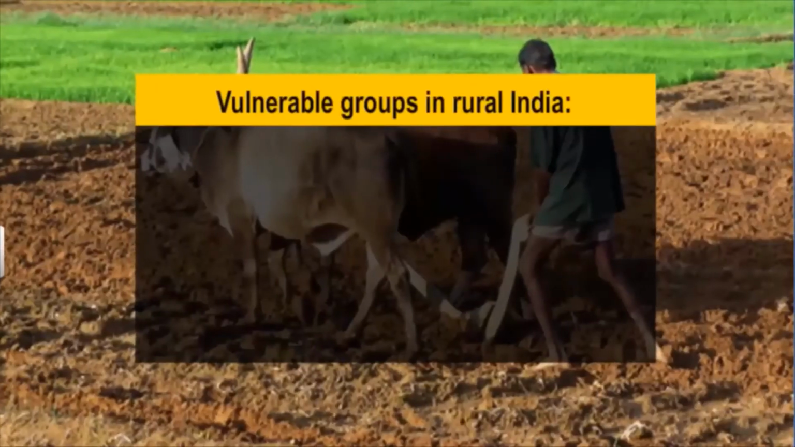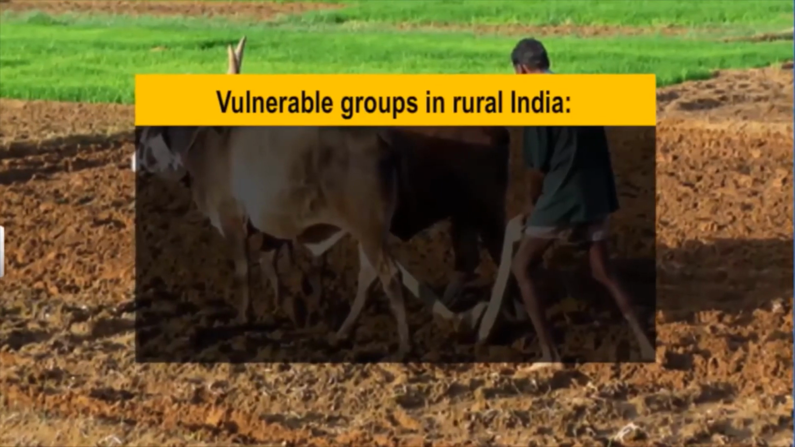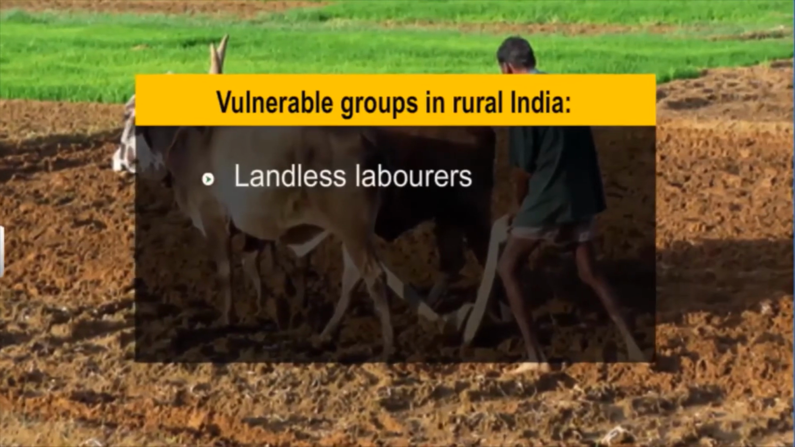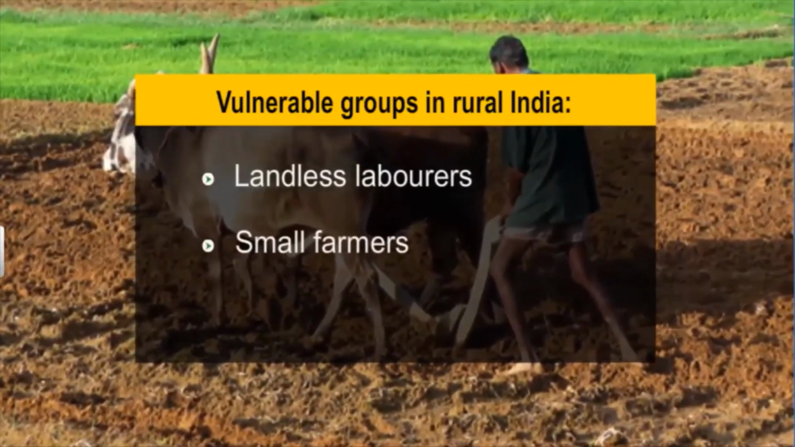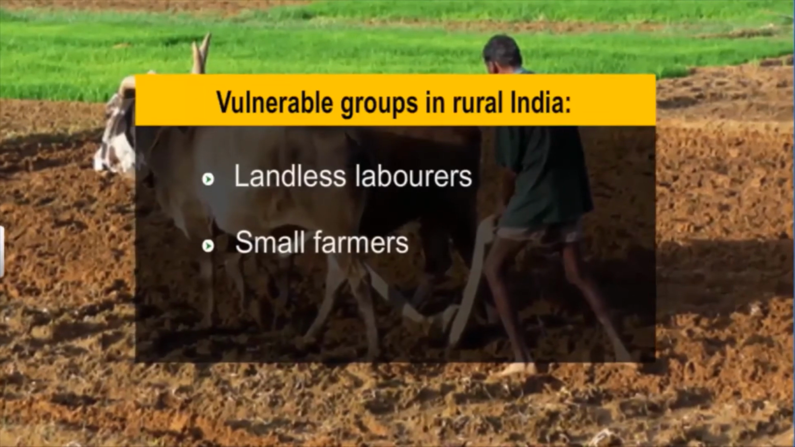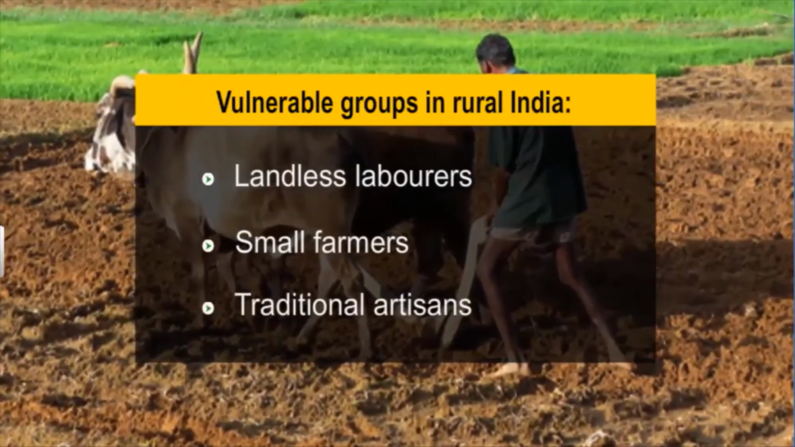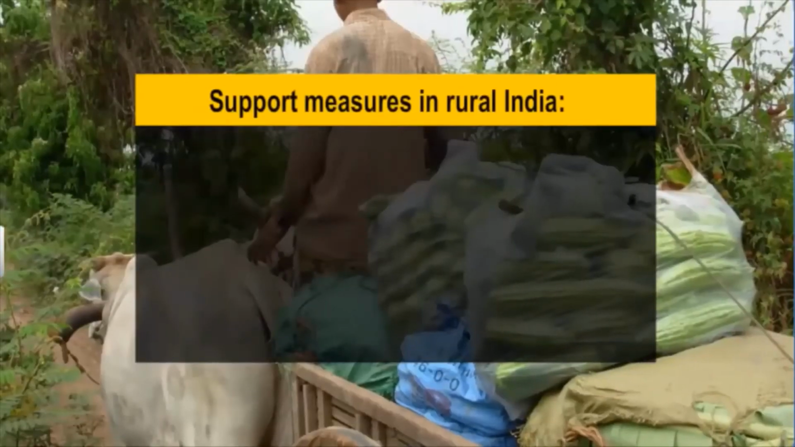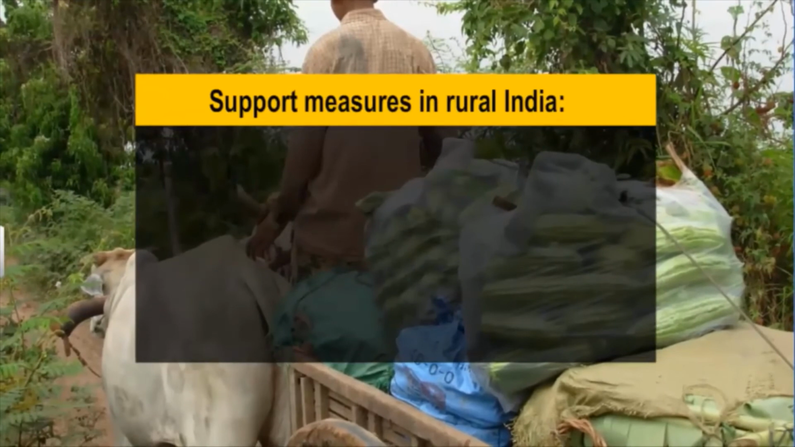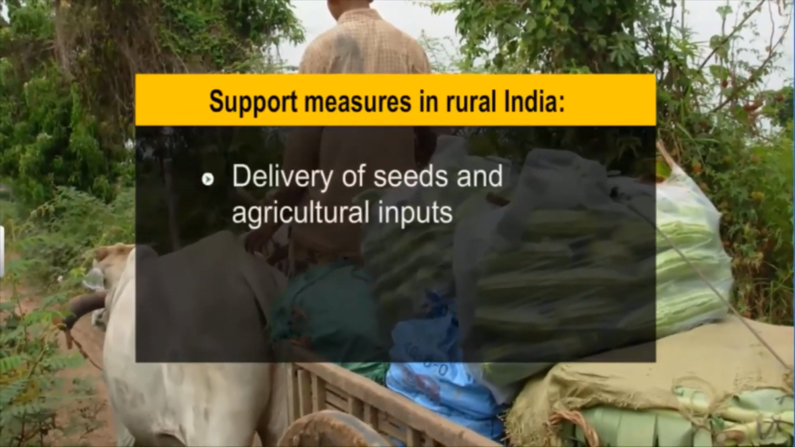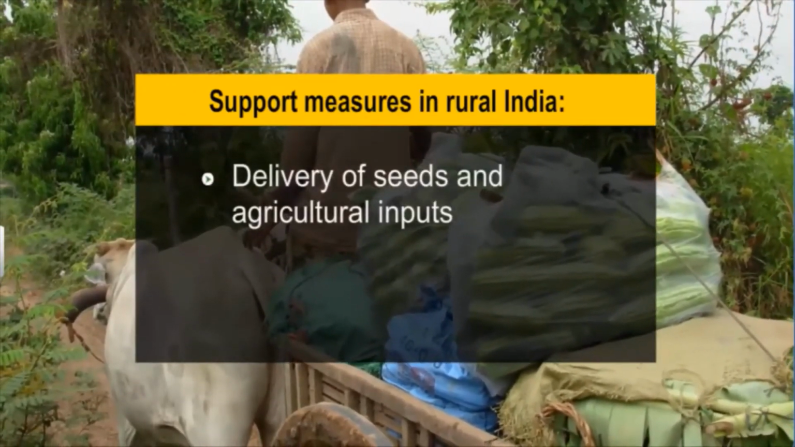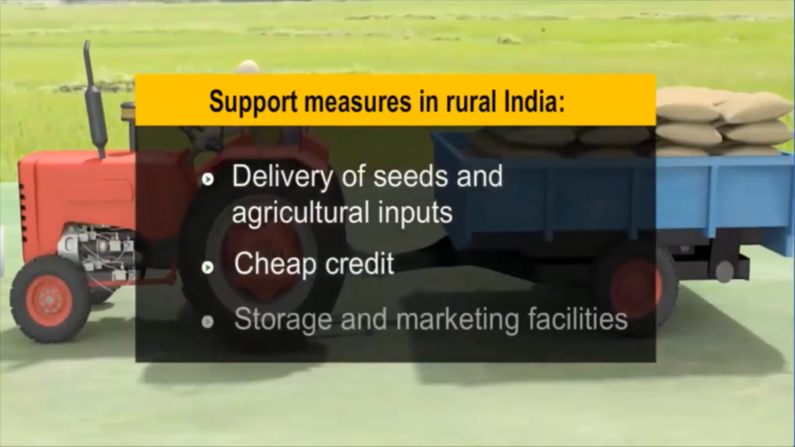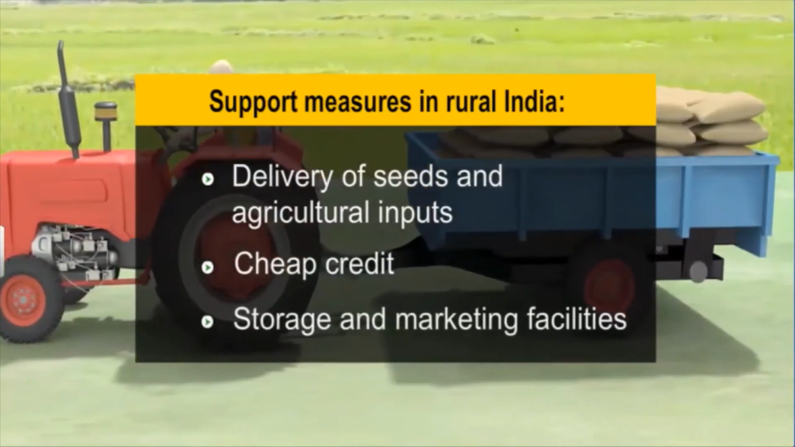The vulnerable groups that need protection in the unorganized sector in rural India are landless farm laborers, small and marginal farmers, and traditional artisans like weavers and potters. Workers in the rural unorganized sector can be supported by the timely delivery of seeds and other agricultural inputs, affordable loans, and expansion of storage and marketing facilities for crops.